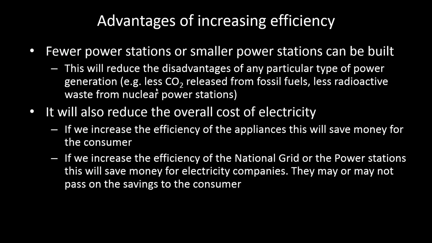If you increase the efficiency of the national grid or the power stations, that basically saves money for the electricity companies, because to provide the same amount of electrical power to your home, they need less fuel and fewer power stations. Now, sometimes they might pass that cost saving on to the consumer, so they might lower electricity prices. Other times they might keep the money to invest in developing more efficient technologies and things like that.